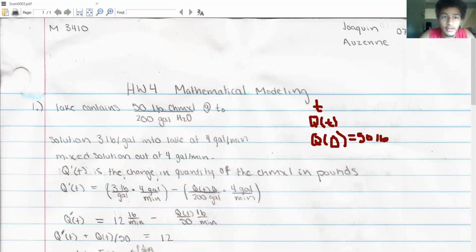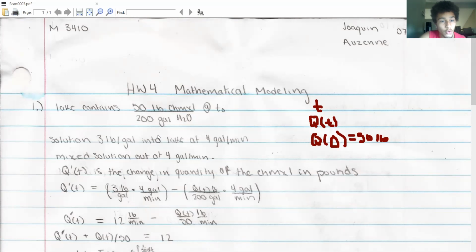Based on the information in the question, we know the lake contains 50 pounds of chemical, and the reservoir has the size of 200 gallons of water. Okay. So, the solution going into the lake is 3 pounds per gallon, into the lake at 4 gallons per minute. We can take these two values and multiply them to get the rate of chemical going into the lake, which would be 12 pounds per minute.